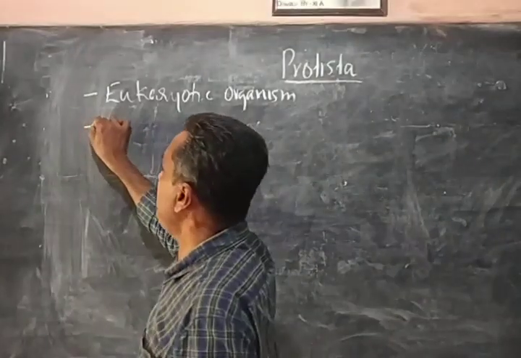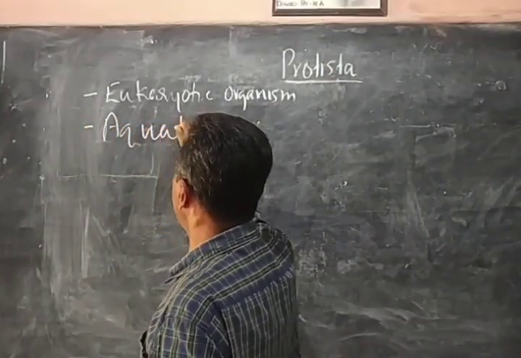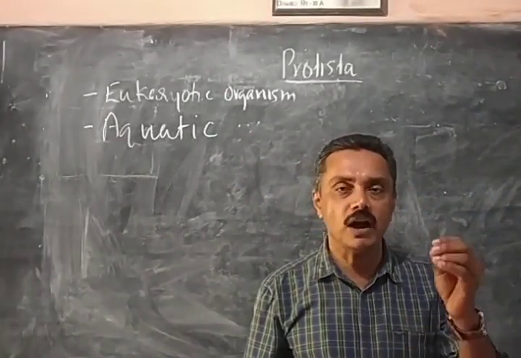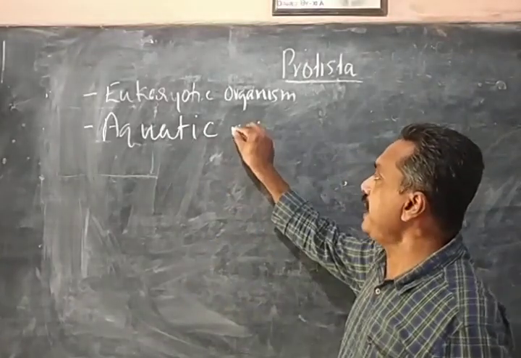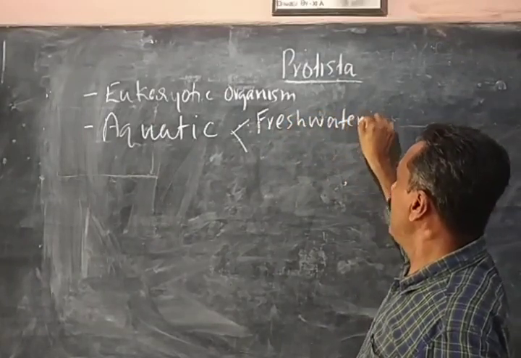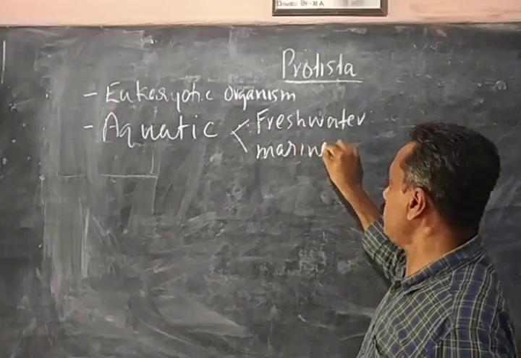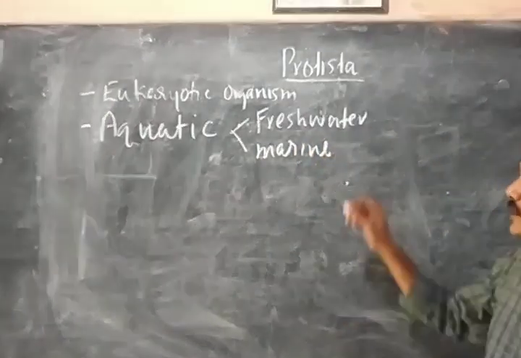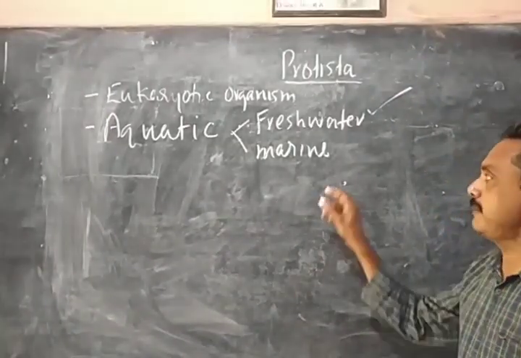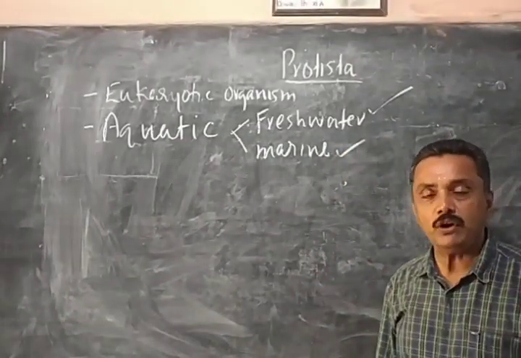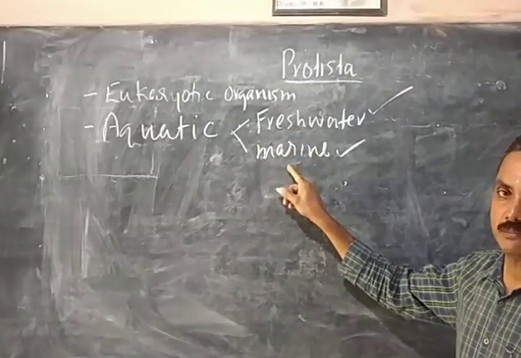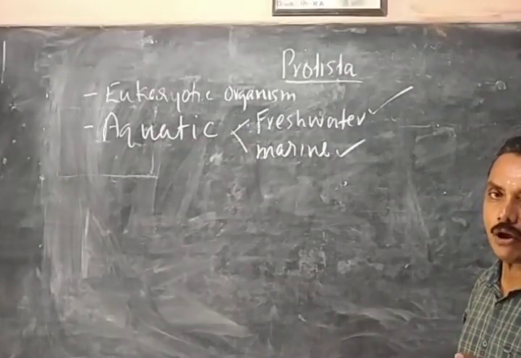And remember another point: most of the organisms are aquatic in nature. What is the meaning of aquatic? Living in water. Many of them are living in fresh water, and many are living in salt water. We call it marine. Fresh water means living in pond, river, etc. And marine means living in salt water. For example, amoeba is a freshwater organism, but paramecium is a marine organism. Like that, differences are there, freshwater or marine.